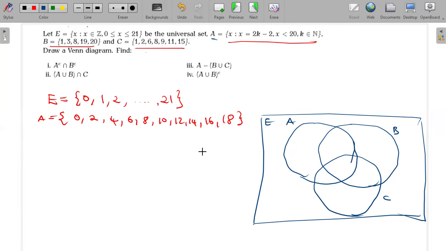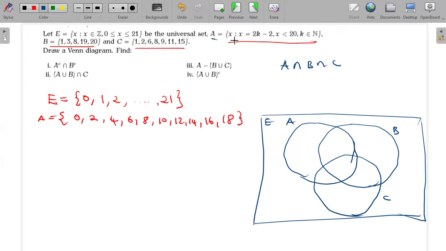First of all, we have to find what is common in all of them, that is A intersect B intersect C, which is in between there. You'll be looking at numbers that are in all three sets. So what numbers are those going to be? Let's look at all those numbers.